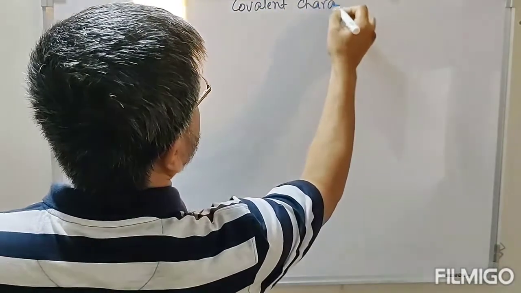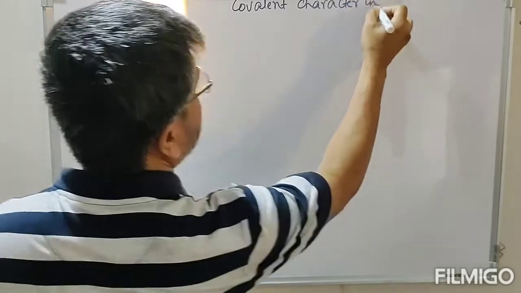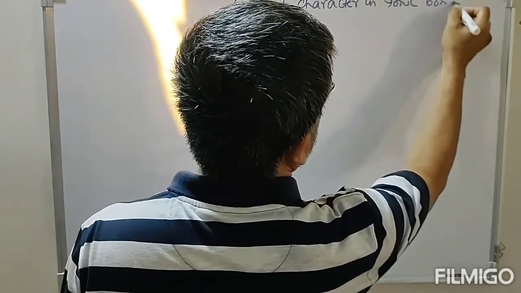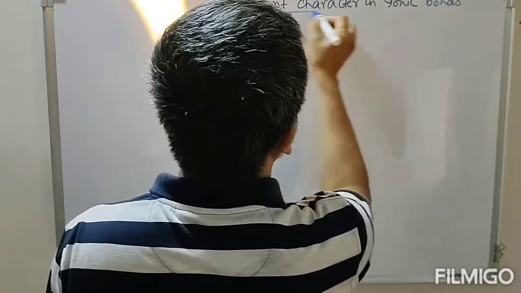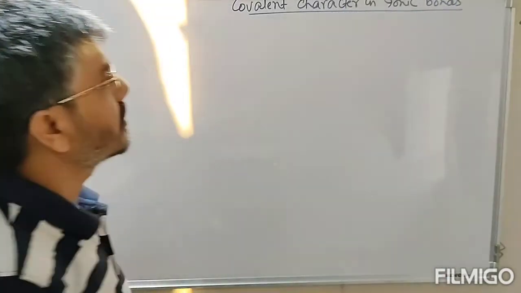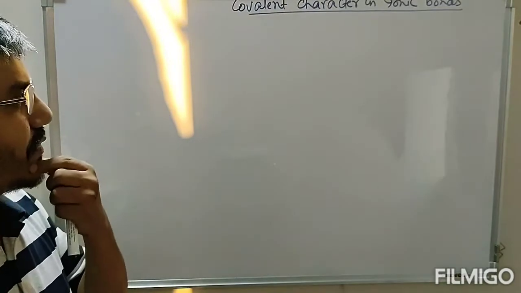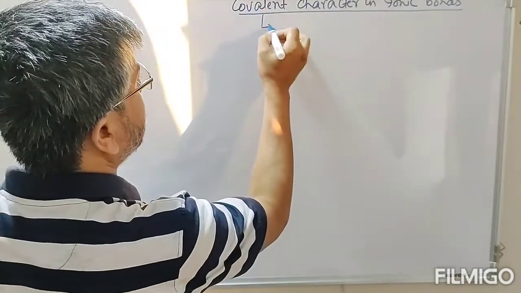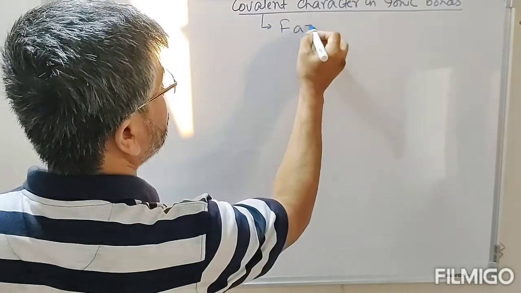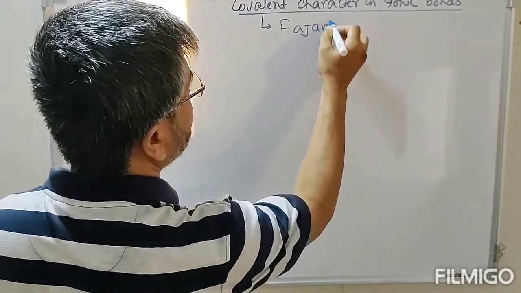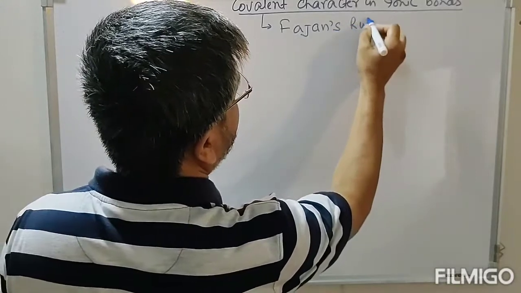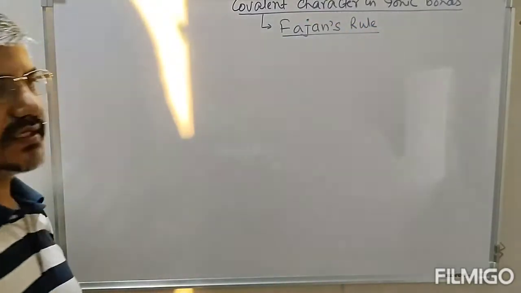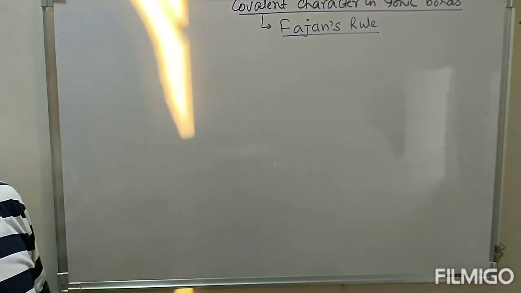Covalent character in ionic compounds or ionic bond. Now this covalent character in ionic bond is explained by a rule which is known as Fajan's rule. So we are going to take up what is Fajan's rule, and by use of this Fajan's rule we can compare the covalent character in an ionic compound.